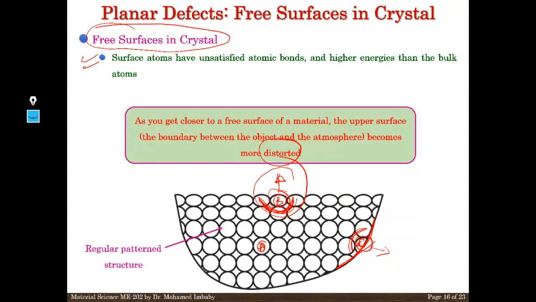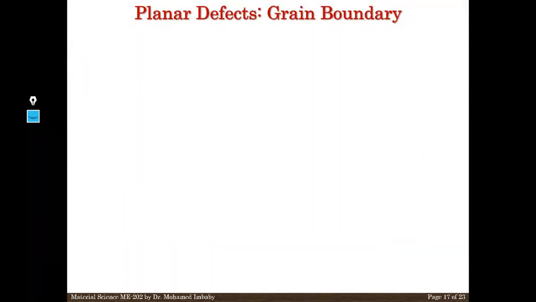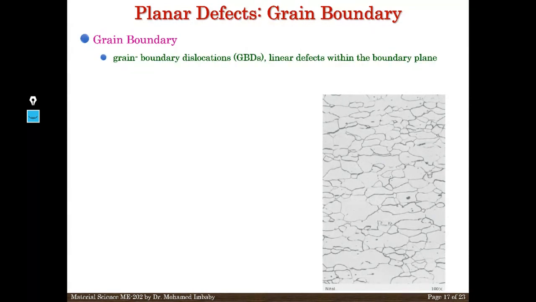Let me move to the second one. This has a regular pattern surface, and that one has more distortion. Come to the planar defects: grain boundary. I think all of you understand the grain boundary, right? When I explained solidification, when the grains are formed, between the grains there are lines or curves, and those lines or curves we call a grain boundary. We get many examples there. Grain boundary dislocations, GBD, are linear defects within the boundary.